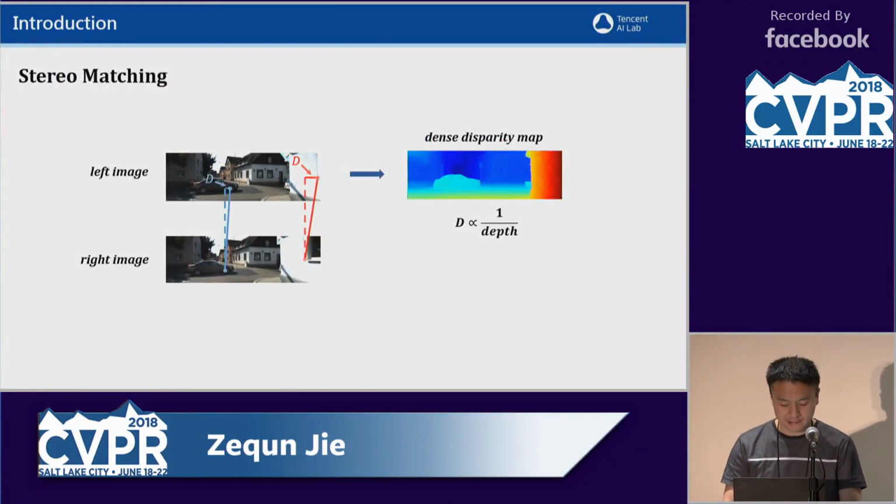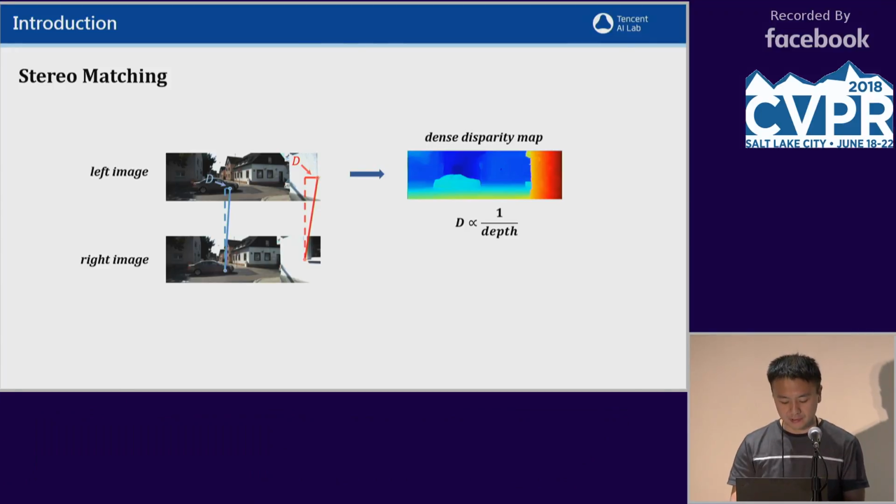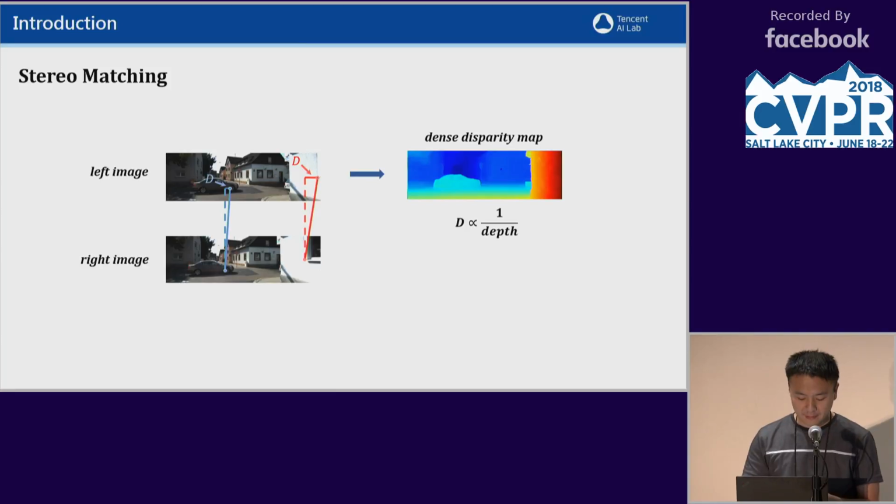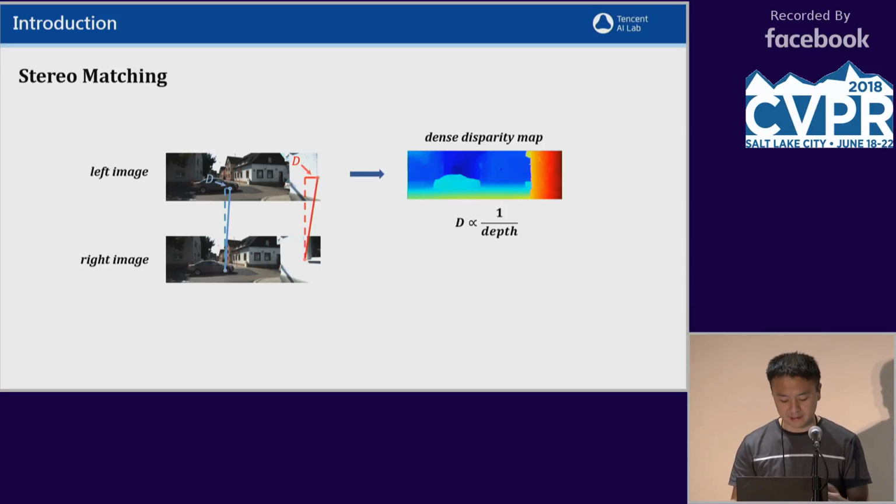First, let us recall what stereo matching is: in 2 images captured by 2 rectified cameras, for each pixel in one image, we want to find its correspondence in the horizontal scan line in the other image. The horizontal position difference between the pixel and its correspondence, we call disparity. By stereo matching, we can obtain a dense disparity map for both images. Then using the disparity map, we can easily get the depth map by taking its reciprocal.